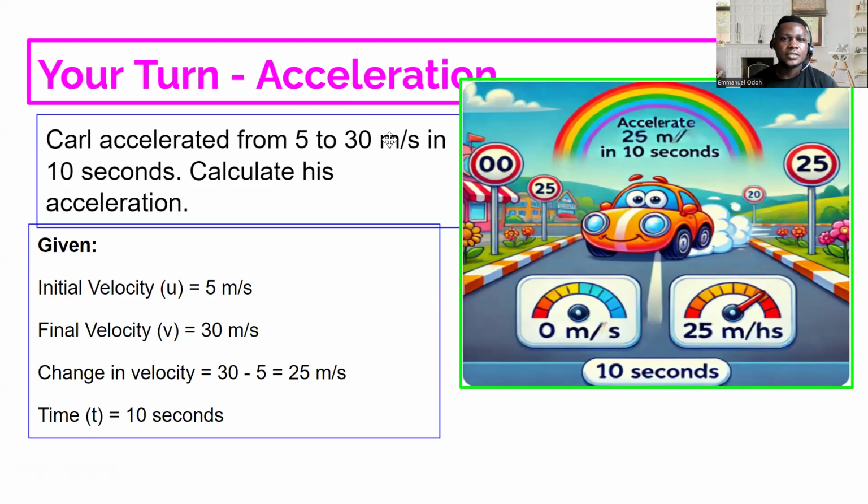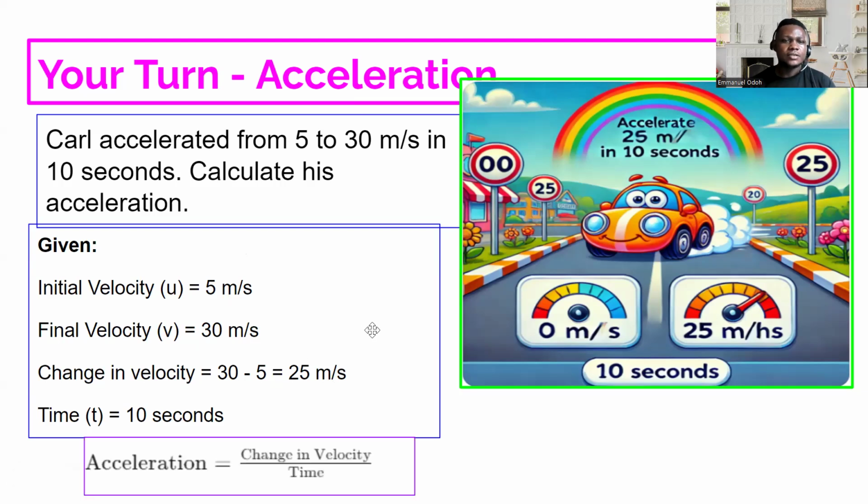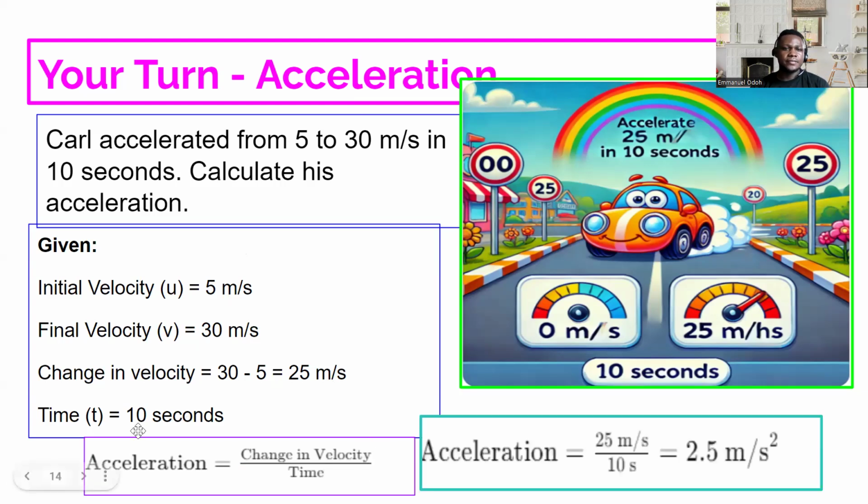velocity. Final velocity is 30. Initial velocity is 5. So subtract those two. 30 minus 5 is 25 meters per second. So we can use that to calculate our acceleration. Acceleration is change in velocity divided by time. Change in velocity is now 25. Our time is 10. So the acceleration is 25 divided by 10, which is 2.5 meters per second squared.